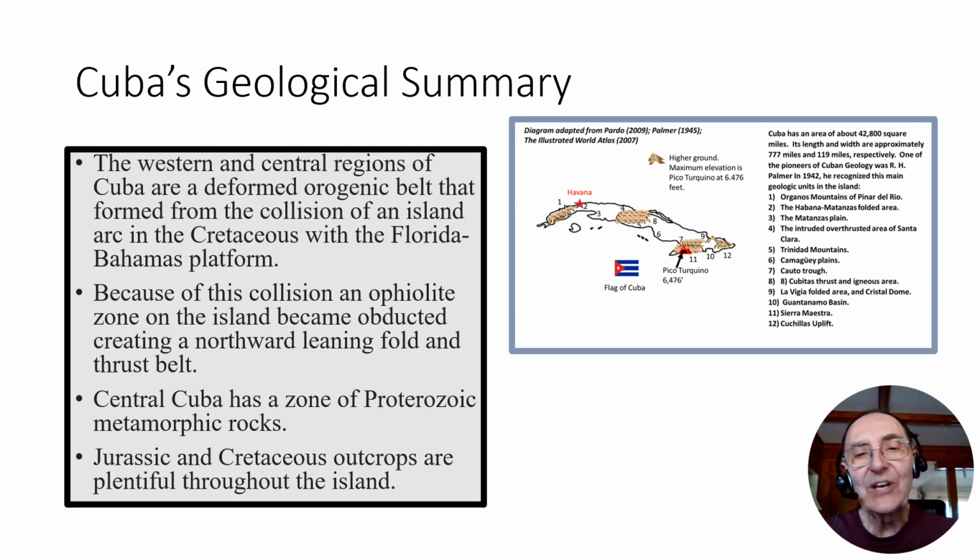The western and central regions of Cuba are a deformed orogenic belt that formed from the collision of an island arc in the Cretaceous with the Florida Bahamas platform. Due to this collision, an ophiolite belt on the island became obducted, creating a northward leaning fold and thrust belt. Believe it or not, central Cuba has a zone of Proterozoic metamorphic rocks.